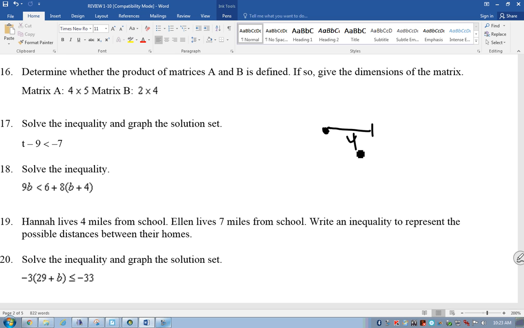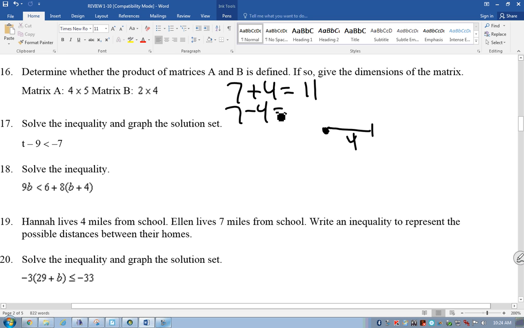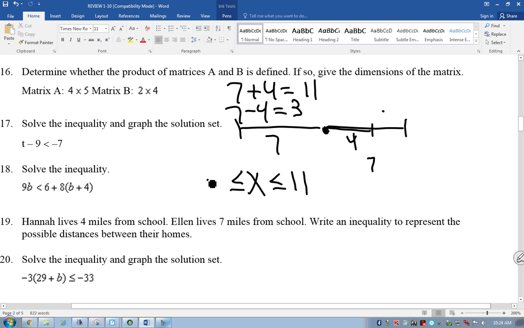Subtract and add. So you can take 7 plus 4, which is 11, and 7 minus 4, 3. Basically, this works because here's the 7. They would only live 3 miles from each other. Or we could have the 7, and they're going to live 11 miles apart. So what our inequality is going to look like is x is less than or equal to 11, and it's greater than or equal to 3. That's what our compound inequality should look like.